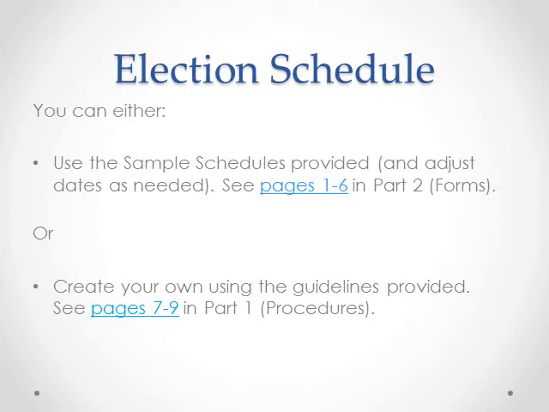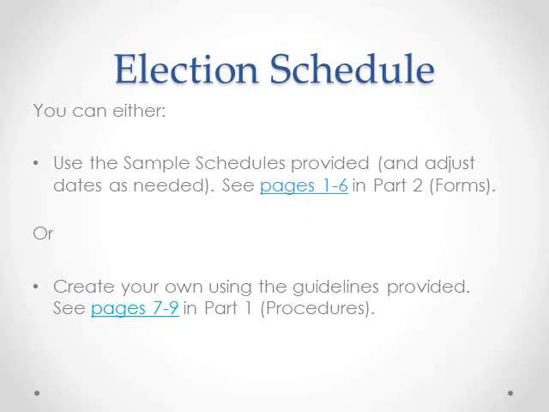Once you've determined what type of election you are going to be holding, the next stage would be to pick or create an election schedule. To make things as easy as possible, because there is a lot of detail in putting together an election schedule that covers all the bases, the Statewide Election Committee has provided 3 sample schedules for each type of election: 3 mail ballot schedules and 3 on-site schedules to be used for ballot box or voting machine elections. These schedules appear on pages 1 through 6 of the Forms Manual.